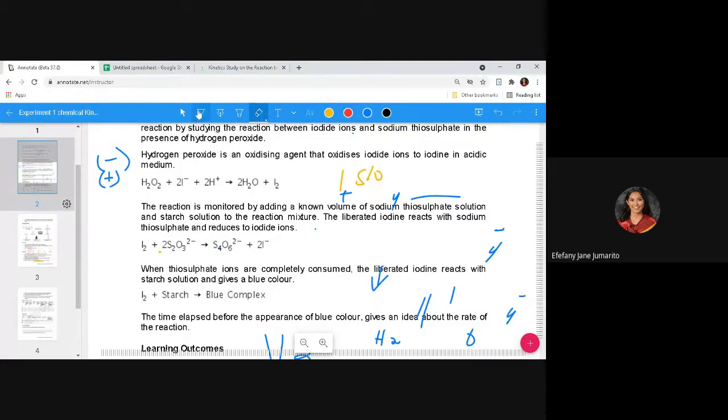Is this an ion, class? Yes, ma'am. Charge. What about this one, hydrogen peroxide? Is it an ion? No, ma'am, it's neutral, so it has no charge. Not charged but neutral. Same amount of negative charges and same amount of positive charges.